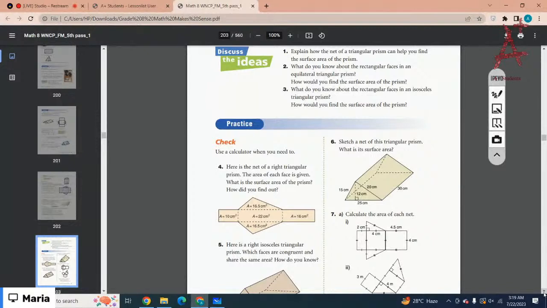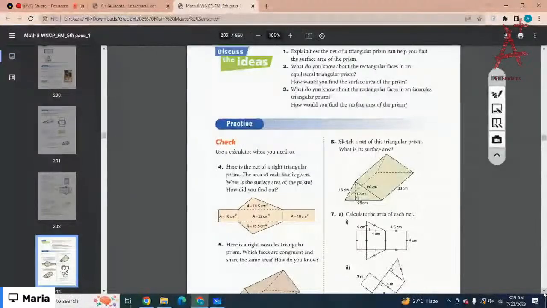Okay, here is the net of a right triangular prism. The area of each face is given. What is the surface area of the prism? Whenever you have to calculate the surface area of the prism, we can calculate the area of each face. Here you are given the area of each face. Just add up all the areas. Got it? So, let me just add them.